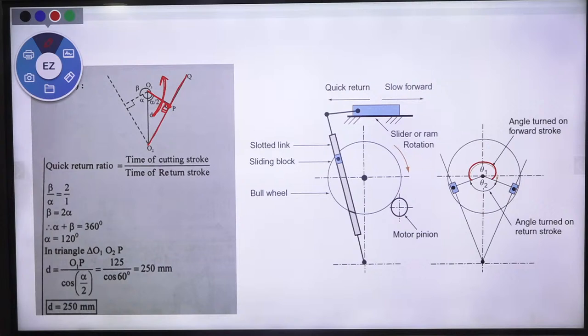So the time of forward stroke corresponds to theta 1, and in this case theta 1 is given as beta, and theta 2 is given as alpha. So beta by alpha, the quick return ratio, is given as 2.